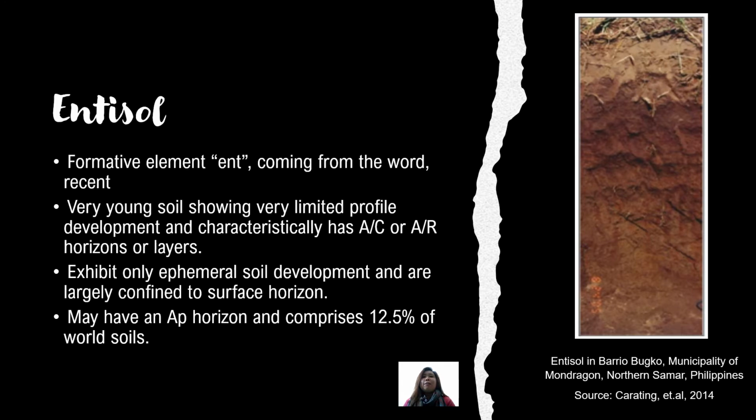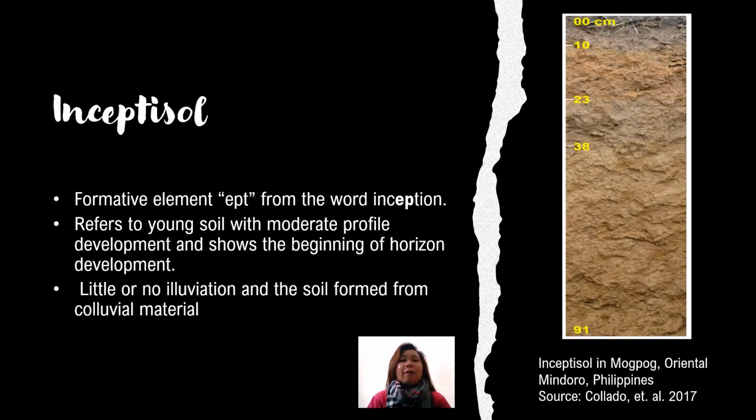So an example of an entisol is in this photo. It is an entisol found in Barrio Bugco, municipality of Mondragon, Northern Samar, Philippines. The next soil order we have is the inceptisol. It has the formative element "ept", which comes from the word inception. It refers to young soils with moderate profile development and shows the beginning of horizon development. There is little or no eluviation, and the soil formed from colluvial material.